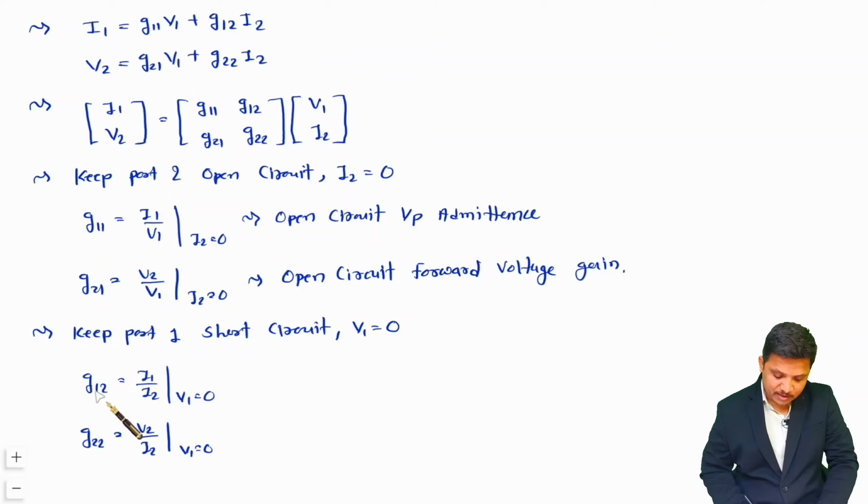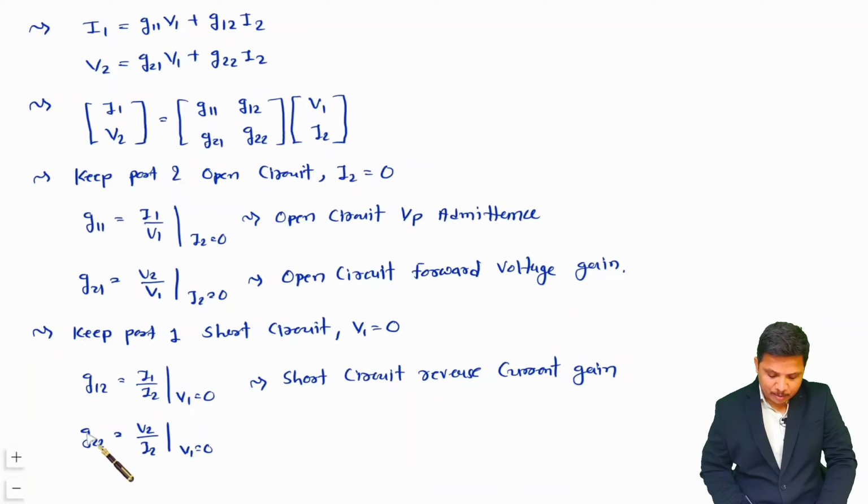Now what is the name of G12? That is a ratio of current, the ratio of input current by output current, which means it is reverse current gain, right? And here we are providing short circuit at port 1, so I can say G12 is the short circuit reverse current gain.